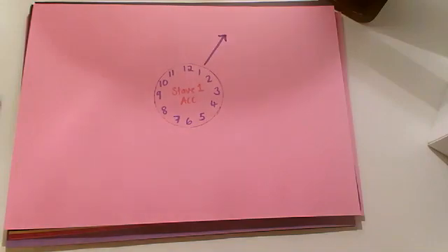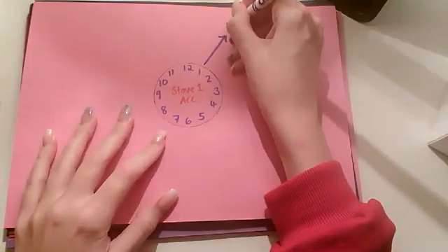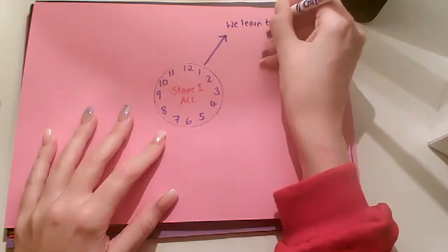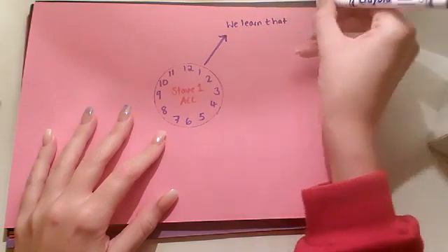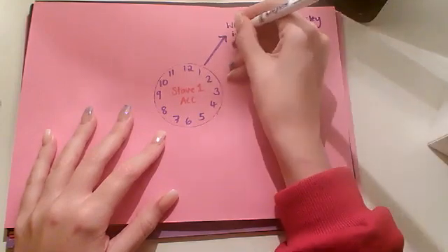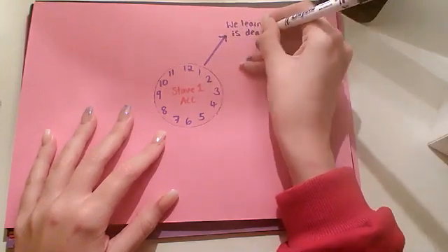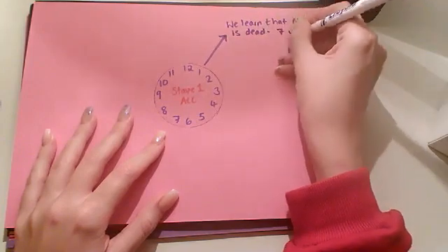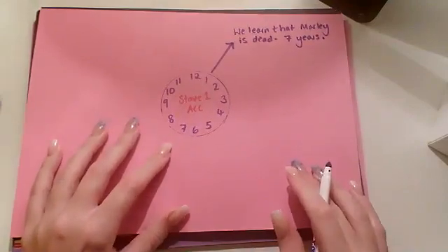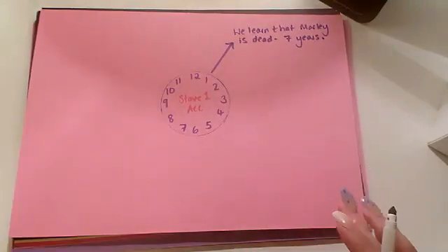Okay, so the first point is we learn that Marley is dead. And he has been for 7 years. Okay, so that's our first key point. We learn that Marley's dead and he has been for 7 years.